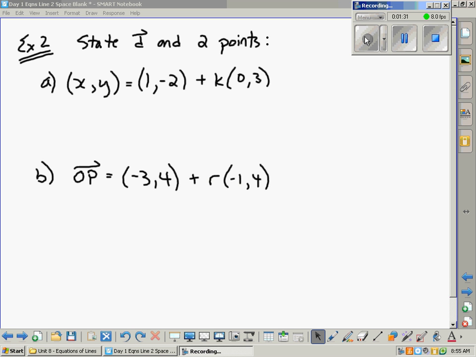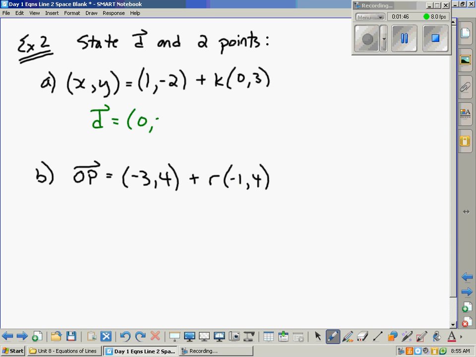So first things first, which one of these coordinates, the (x, y) part or the (1, negative 2) part or the (0, 3), is the direction vector? 0, 3. That's right, the (0, 3). And we know that that part is the direction vector because it's the part attached to the k. Sometimes the textbook tries to mess you up and write this part first and then the (1, negative 2) afterwards. But all you need to know is the one that has the k is the direction vector.